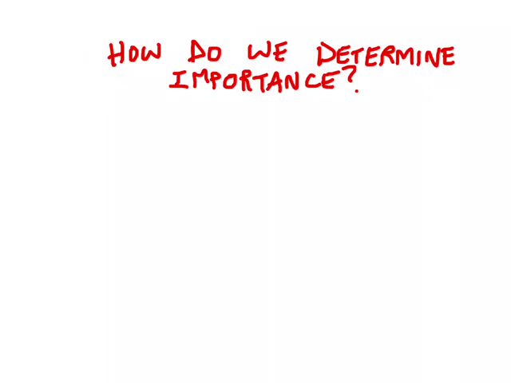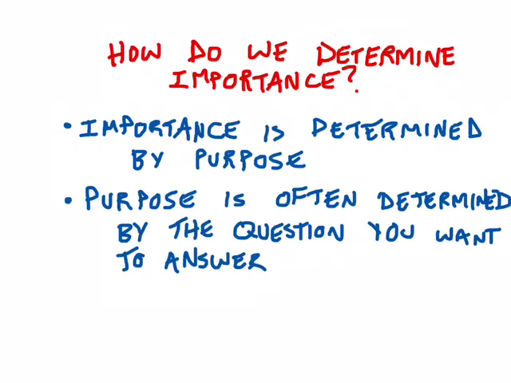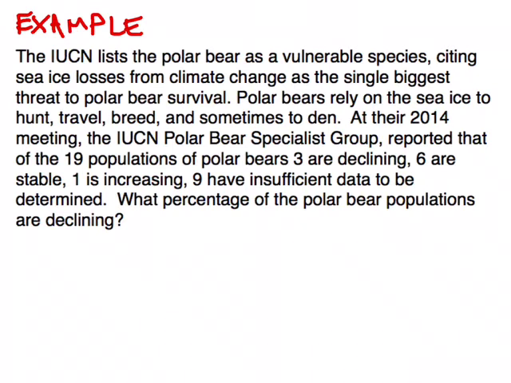And the answer here is that what's important is going to depend, and it's going to depend really specifically on the purpose. And what that means is that depending on the purpose that I have, the goal that I have, different information or different things might be important to me. And this is true not just in math, but everywhere. In the context of my polar bear question, however, my purpose is going to be determined by the question that I'm trying to answer.